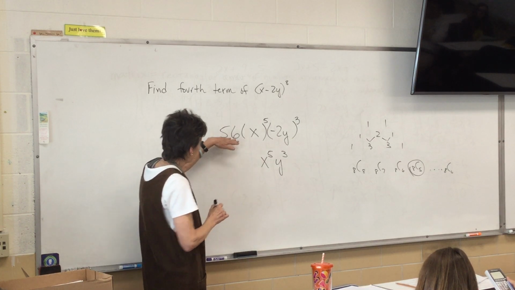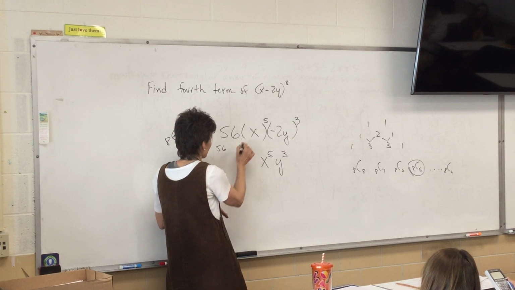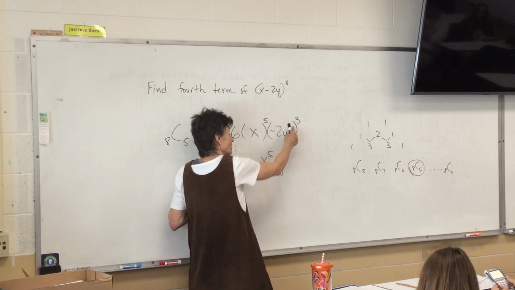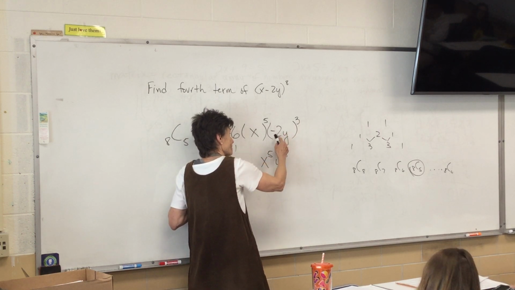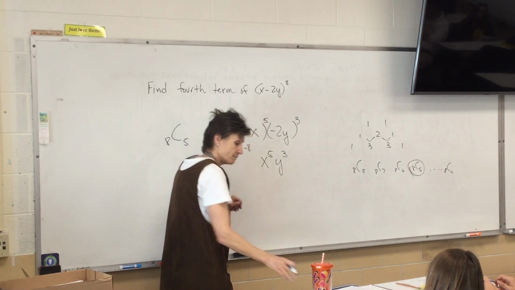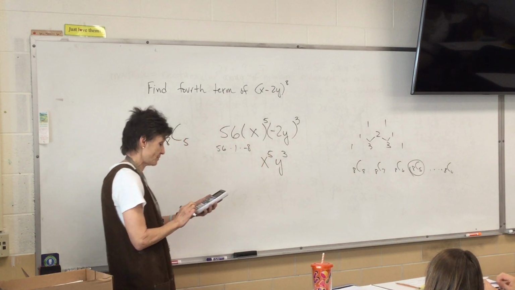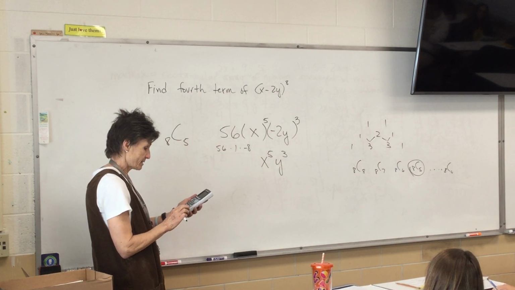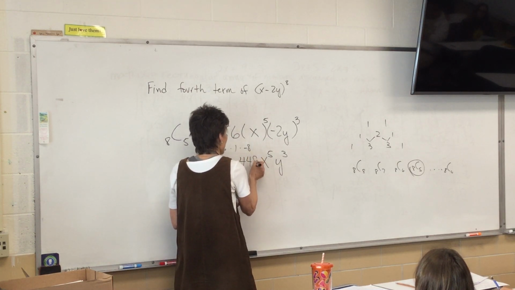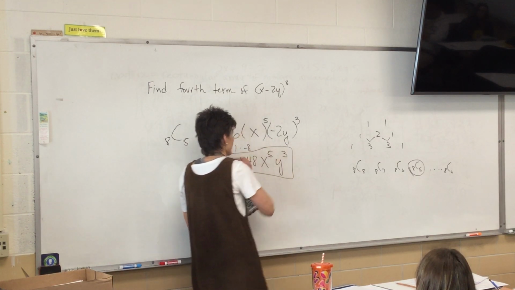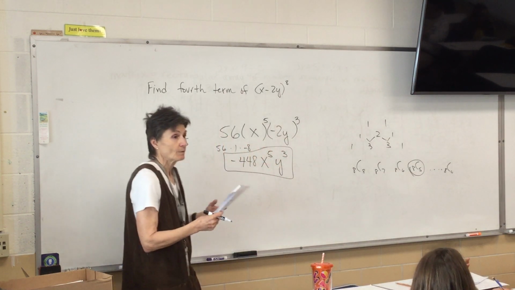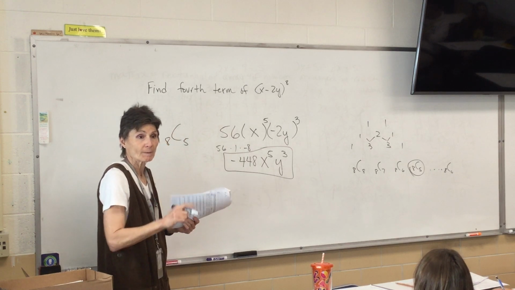My numbers are 56 times 1, there's no number there, it's just a 1, times what here? Negative 8. Negative 2 times negative 2 times negative 2. So 56 times negative 8, negative 448. There is the answer to the question. Okay? That's review from last time.